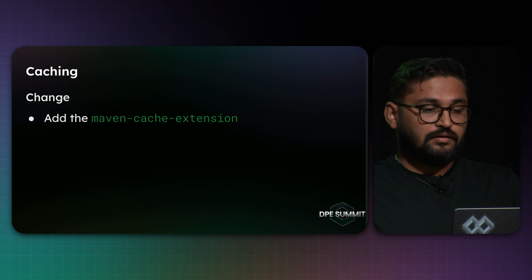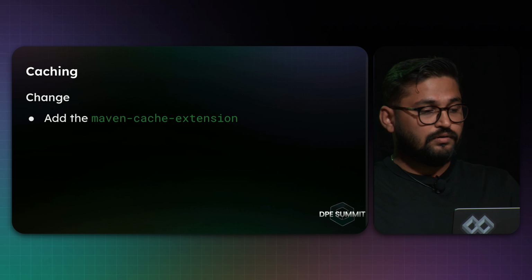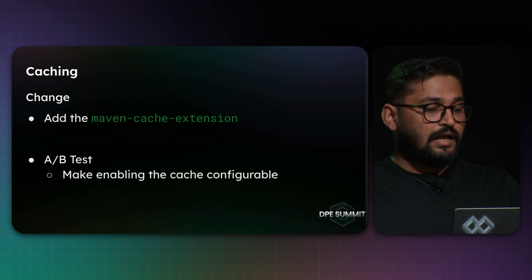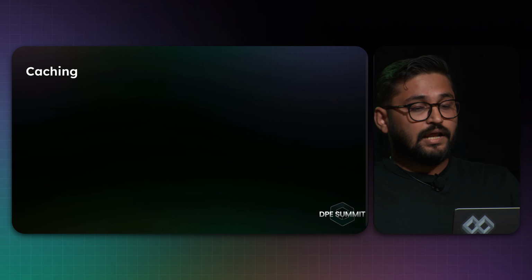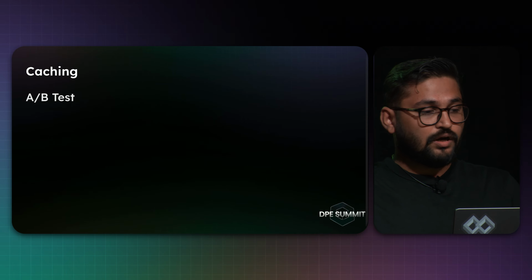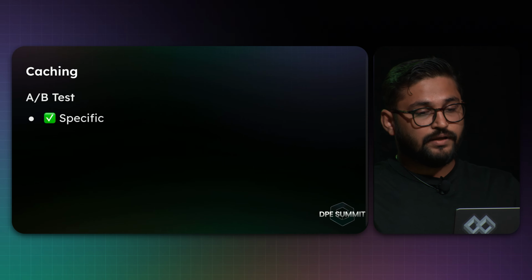So for this change, we only wanted to target a small set of users. We wanted to tag every build that was cache enabled, and then have them be observable against non-cache builds. This aligned with the measurement requirements we talked about earlier. This was specific, relevant, simple, consistent, and most importantly, comparable.